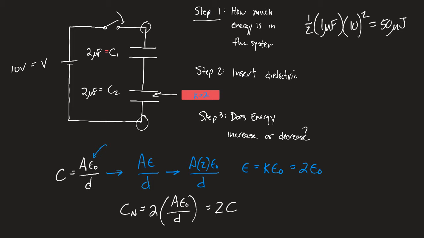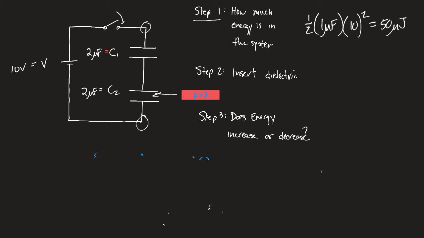So, put the dielectric in there. That one goes from 2 to 4. So you have a choice on how you do things now. I think probably the best way to do this would just be to figure out what the new capacitance of the system is.